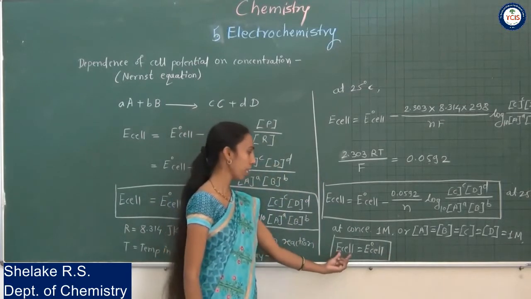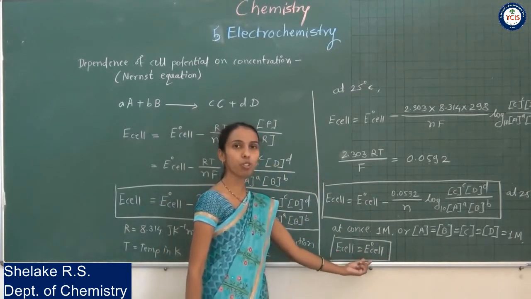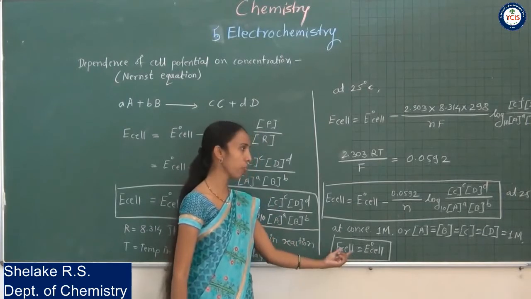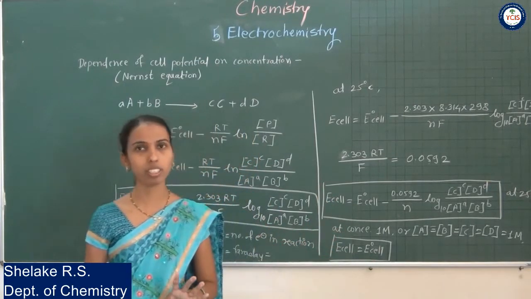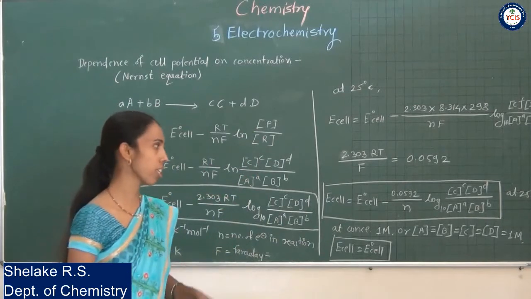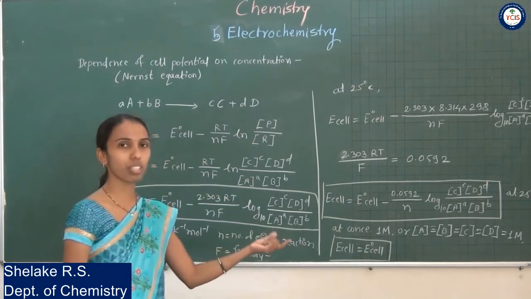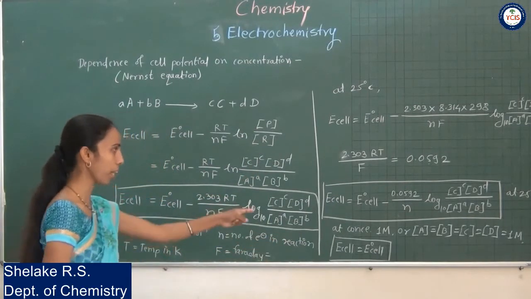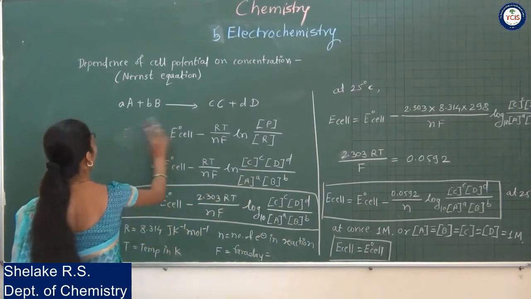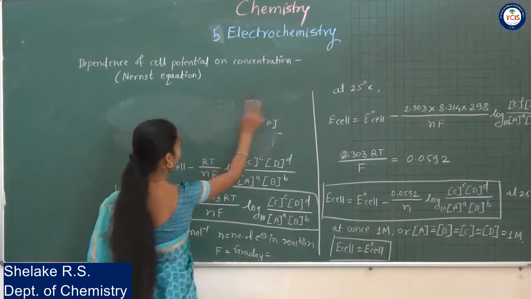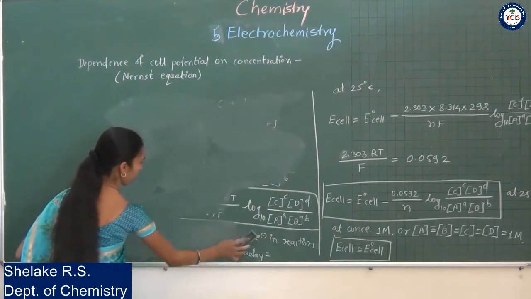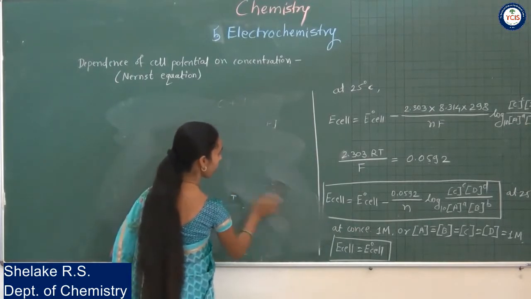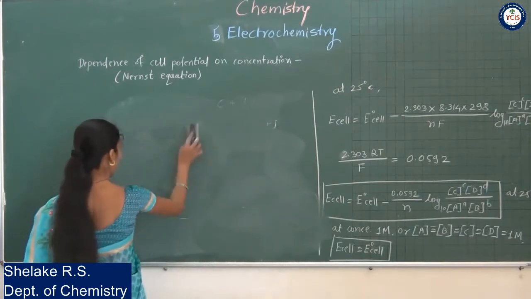So cell potential is equal to standard cell potential when the concentration of all reactants and all products is 1 molar, or it is the same. At that time, E cell is equal to E0. Now from the Nernst equation we can find out the electrode potential and the cell potential. Now how we can apply the Nernst equation, for that we'll see.